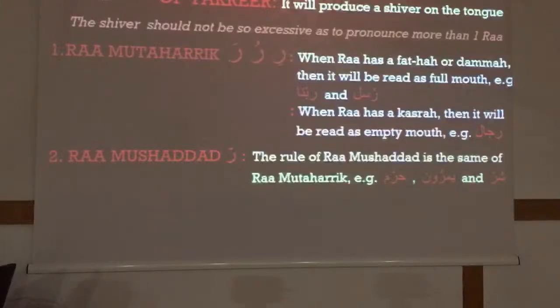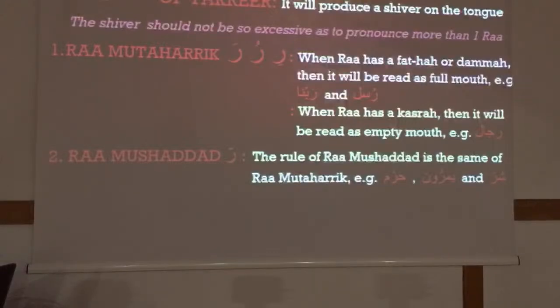Full mouth. So far the rules of ra mushaddad are exactly the same as ra mutaharrik. Whether mutaharrik or mushaddad, if there's a fatha or dhamma on it, it's going to be full mouth. And if there's a kasra on it, it's going to be empty mouth. Now let's look at the next example. In the word sharri, ra mushaddad, what haraka does it have? It has a kasra.